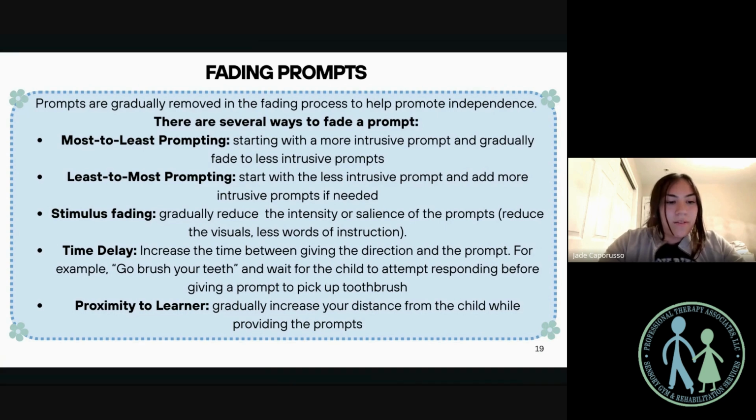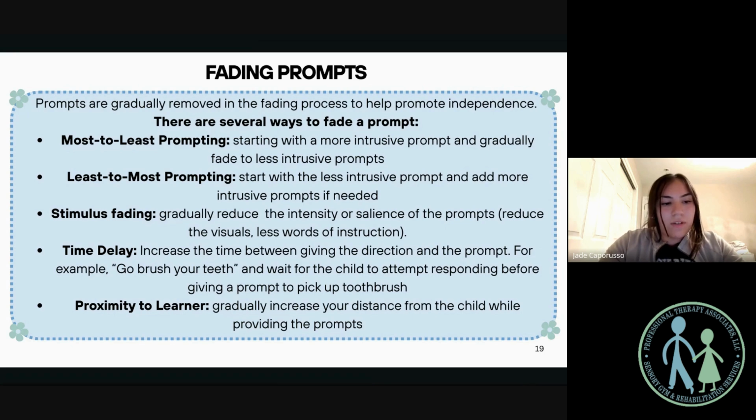And there are also many different methods of fading out prompts gradually to help promote independence. So the first is most to least prompting, starting with a more intrusive prompt down on the hierarchy, and then slowly introducing less intrusive prompts. There's also least to most, starting with a less intrusive prompt and then seeing what the child needs to better learn the activity. So maybe you start with a verbal prompt, and if they're not able to perform the target response, move down the hierarchy to a model prompt.